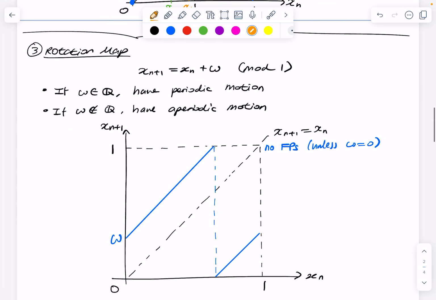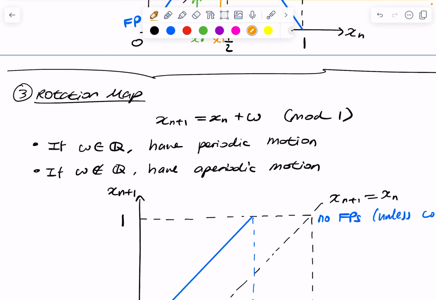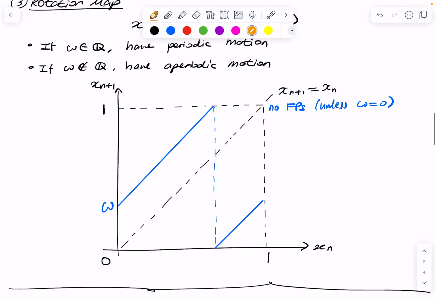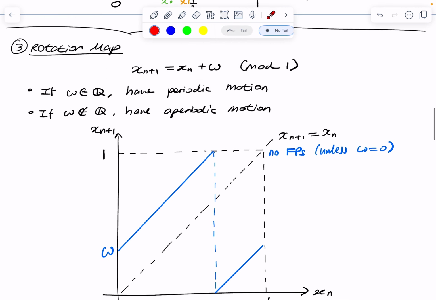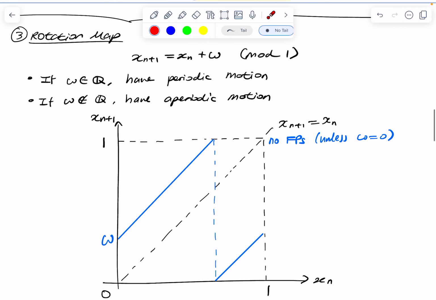Next we'll move on to the rotation map. So this is x_{n+1} equals x_n plus omega mod 1. And it looks like this. As you would expect, the curve has gradient 1, because the coefficient of x_n is 1, and because we're doing mod 1, when we get up to 1, we're going to go back to 0 again, and so the map looks like this.